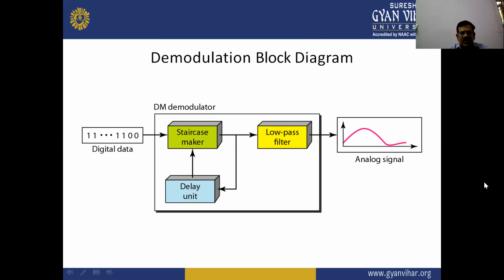In the demodulation technique, the digital data is changed into the analog signal or analog data. So this is the block diagram and the conversion process of the demodulation of the delta modulation system, in which digital data converts into an analog signal.